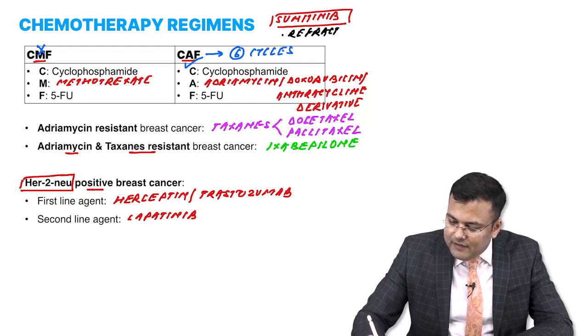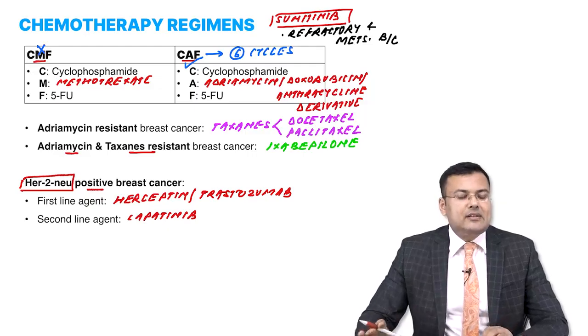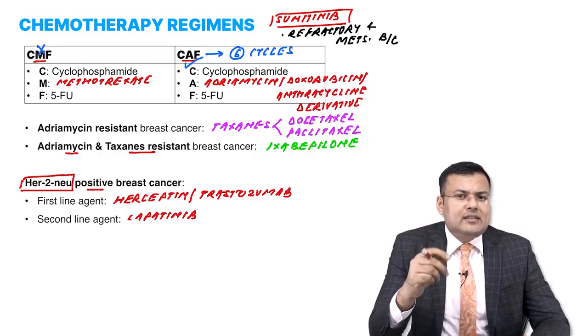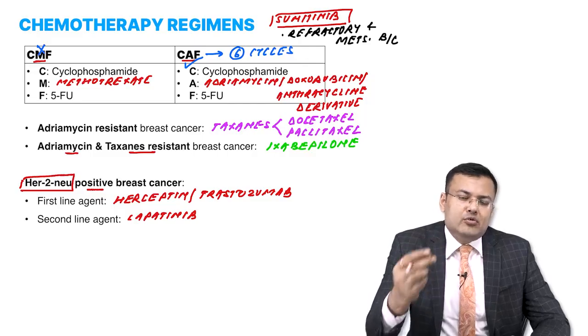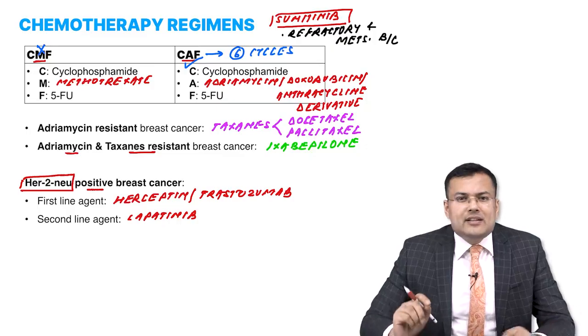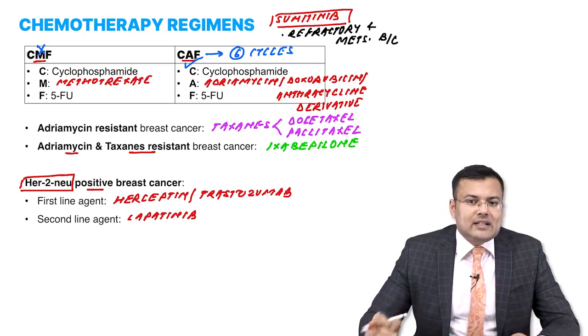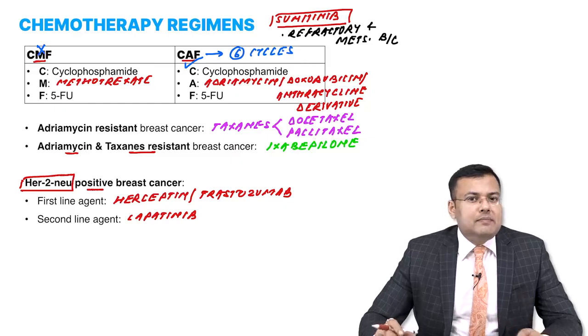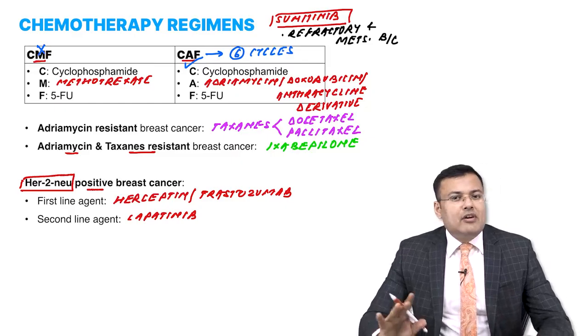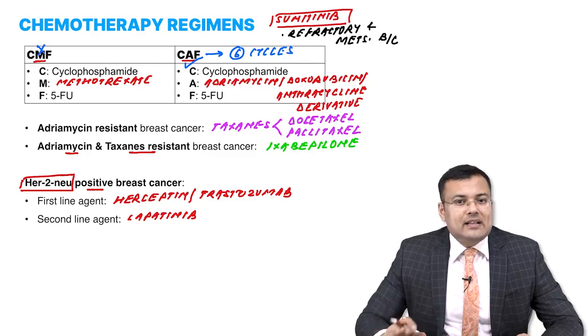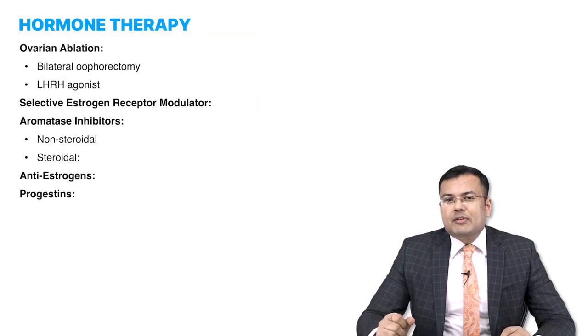Refractory and metastatic breast cancer, we use sunitinib. Do you know what the other uses of sunitinib are? For GIST, the first line agent is imatinib, the second line agent is sunitinib. So for imatinib resistant GIST, we give sunitinib, and for first line treatment of advanced and metastatic RCC, we give sunitinib. So sunitinib is the second line agent for GIST, given for imatinib resistant GIST, and it's the first line agent for advanced and metastatic RCC. Now let's discuss the concept of hormone therapy.